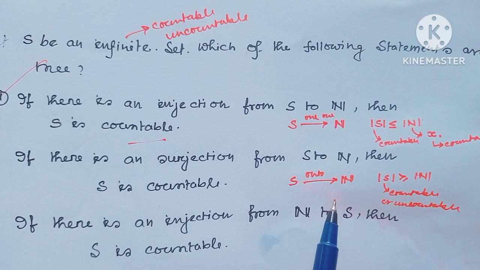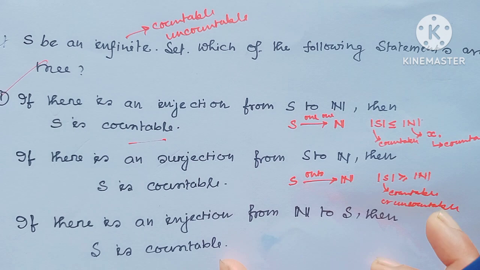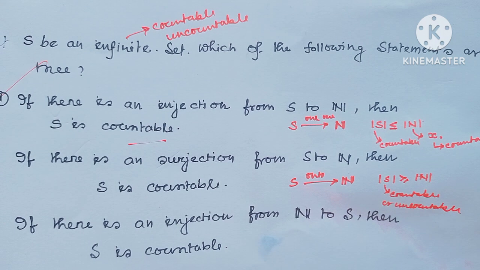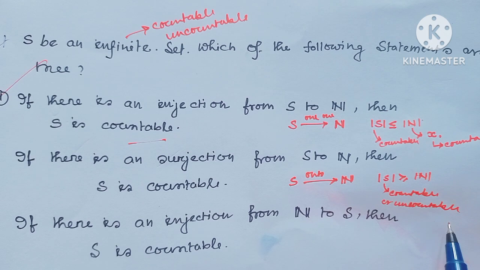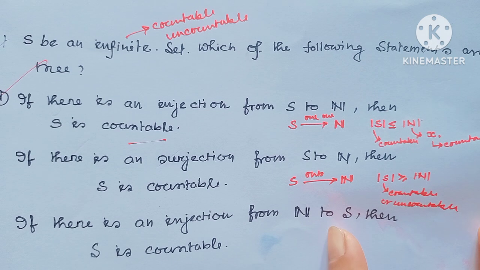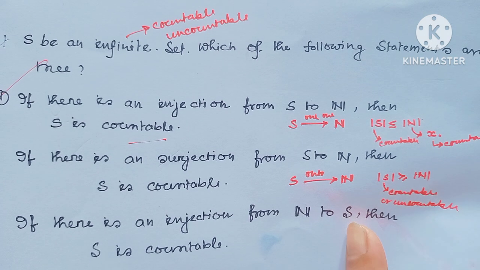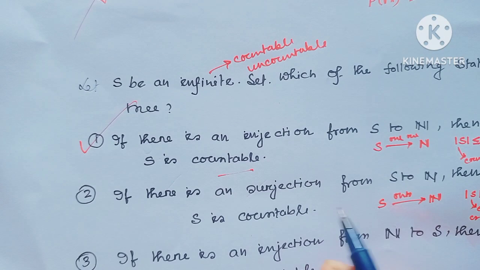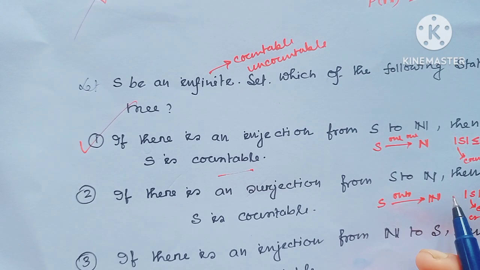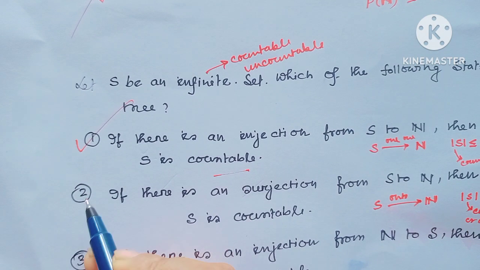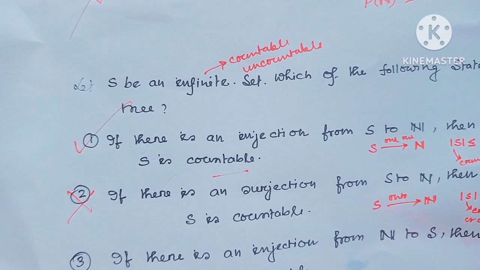So this type of onto map may exist or not exist. This we cannot tell. Then it may be uncountable. For uncountable, we cannot tell if there is a surjection from S to the natural numbers, then S is countable. So option 2 is a wrong option.